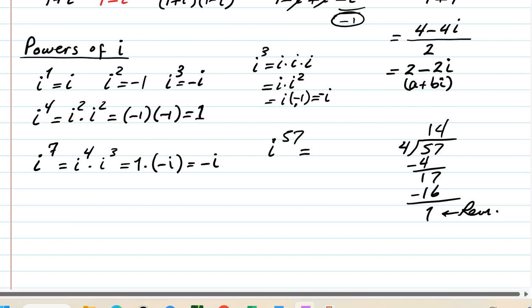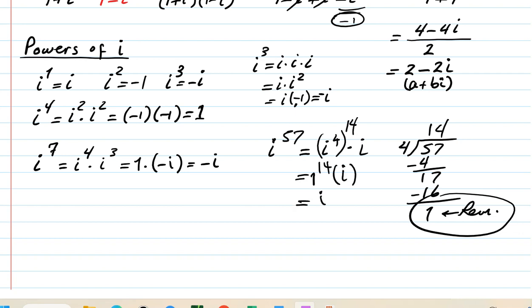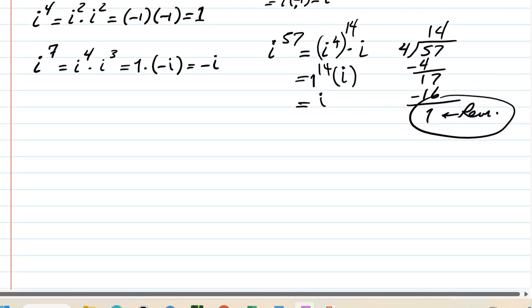In other words, I can write this as I to the 4th to the 14th power. And that's going to pick up 56 I's, right? And I still have the remainder, one more I down here. Now, I to the 4th is 1, so that's 1 to the 14th times I, and the answer is going to be I, because 1 to any power is 1. And there you go. For odd powers of I, the answer is either I or negative I. Even powers are either 1 or negative 1, because of the pairing effect. And that's all in this section.